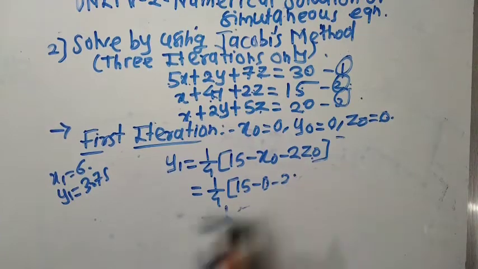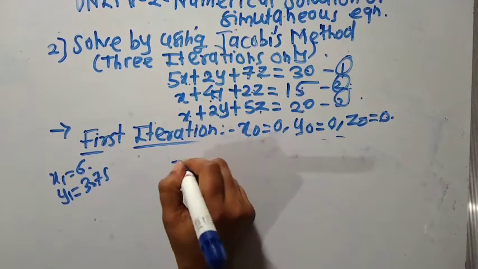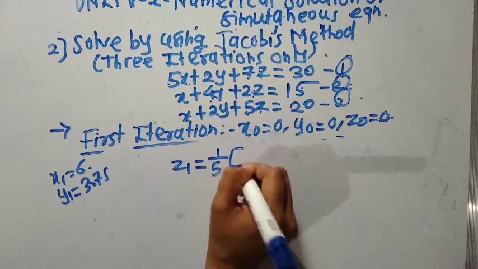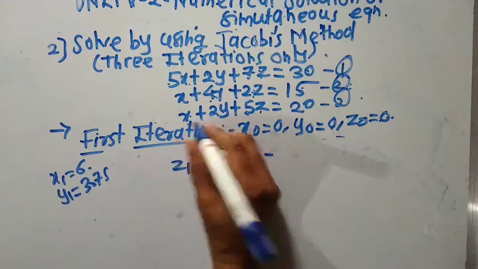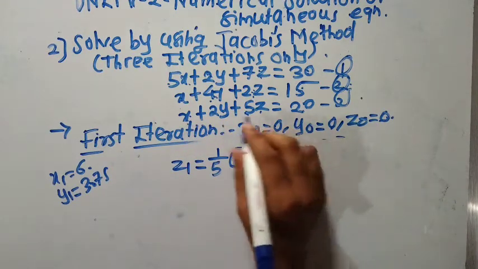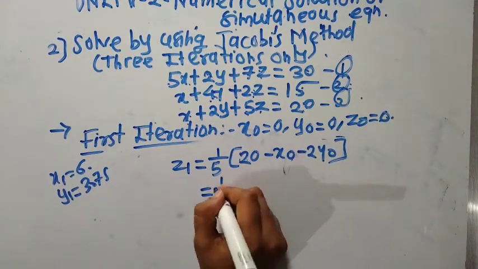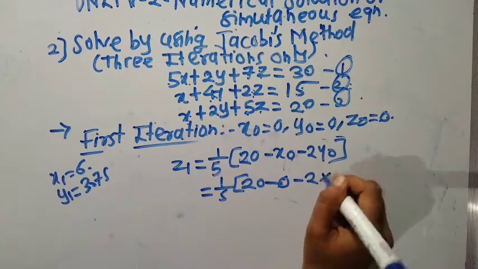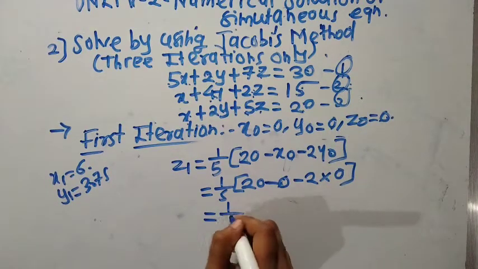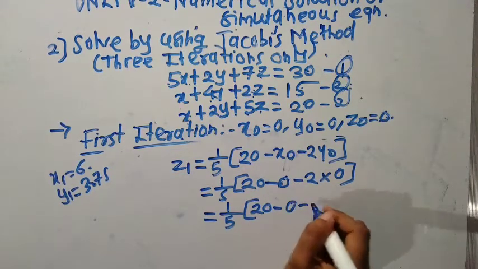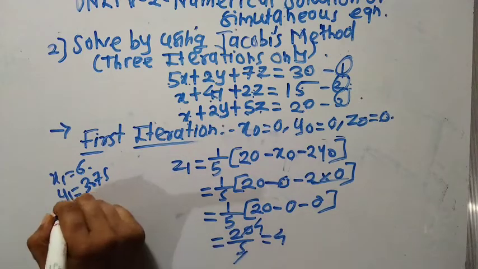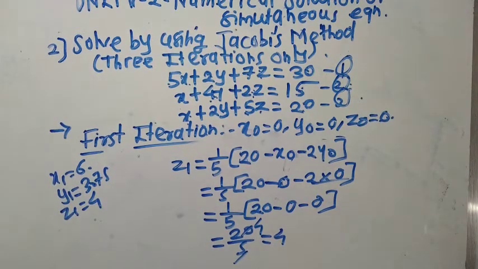Then find out z1. So z1, by using third equation, 1 by 5, 20 minus x0 minus 2y0, which is equal to 1 divided by 5, 20 minus x0 is 0 minus 2 into y0 is 0. So here 1 divided by 5, 20 minus 0 and 2 into 0 is 0, which is equal to 20 divided by 5 is 4. So z1 is equal to 4. So using this value, find the second iteration.